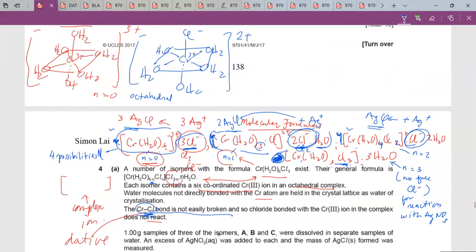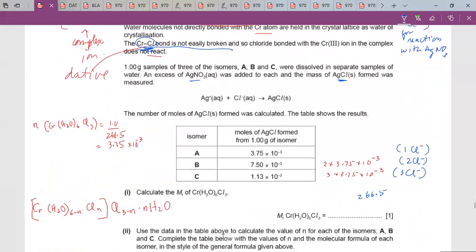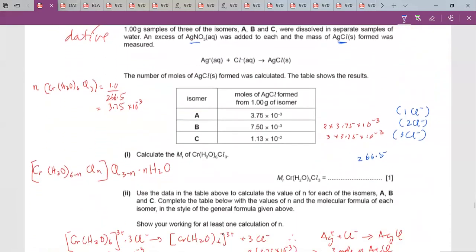So they say an excess of silver nitrate was added to each of these. It means that only the first 3 will react, as we mentioned, okay? So then the number of moles of silver chloride was calculated. The table gives you results for 1 gram of isomer. So I found the number of moles of this, which is of course silver chloride, and so forth.